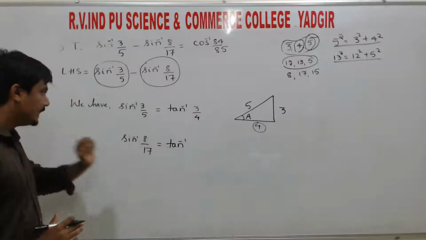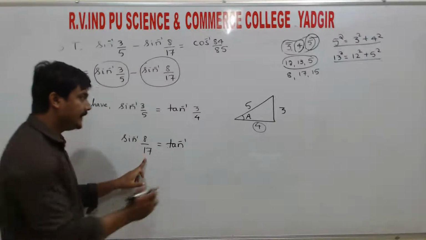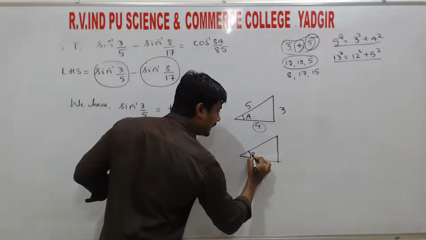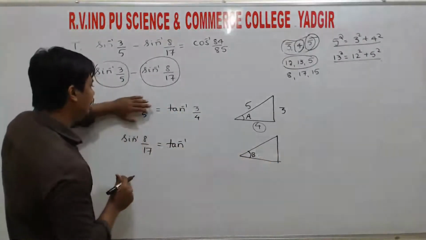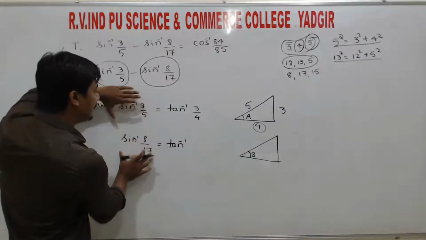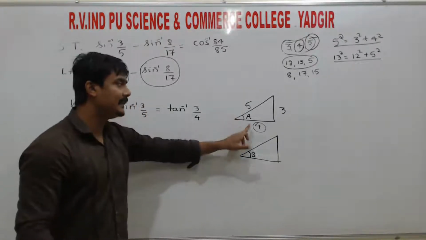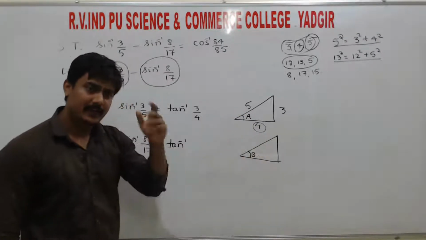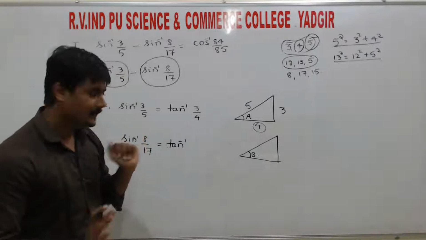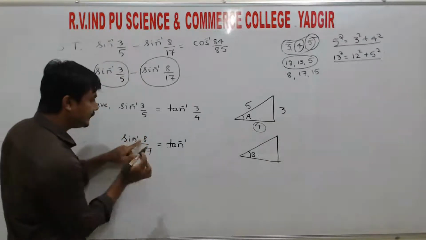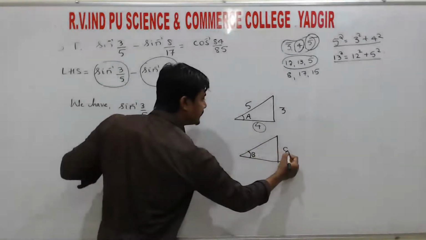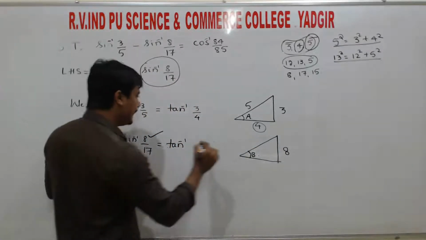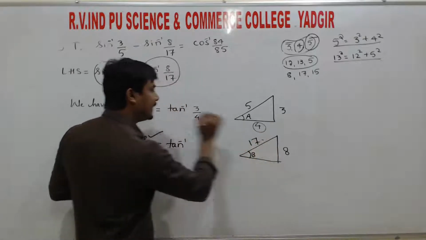Now, sin inverse of 8 by 17. This I will take as angle B, because sin inverse 3 by 5 and sin inverse 8 by 17 don't represent the same angle. So here I have used A as the angle and here I have used B as the angle. Now, what is the sin theta formula? Opposite. 8 represents the opposite side length, and 17 represents the hypotenuse side length.